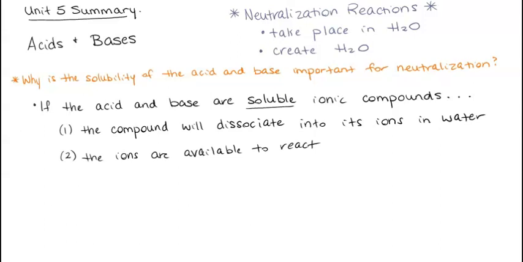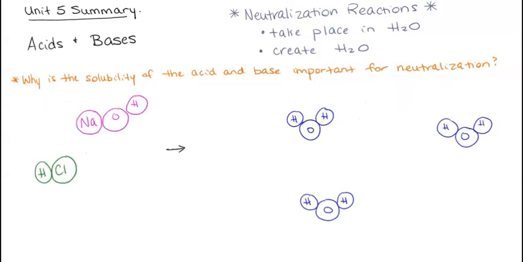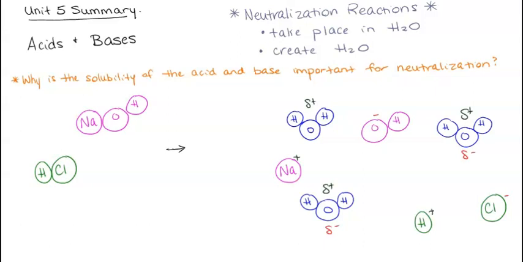Let's look at an example of a neutralization reaction with two soluble ionic compounds. When we put something like hydrochloric acid and sodium hydroxide together in water, the first thing that's going to happen is they're going to dissociate into their ions. Those ions are charged particles, and the water molecules that are already present have partial charges because they're polar.